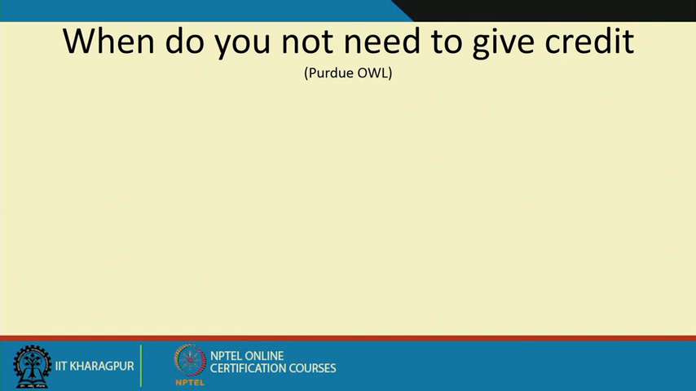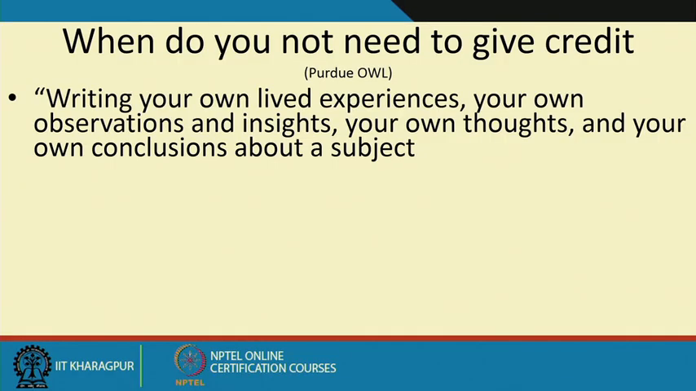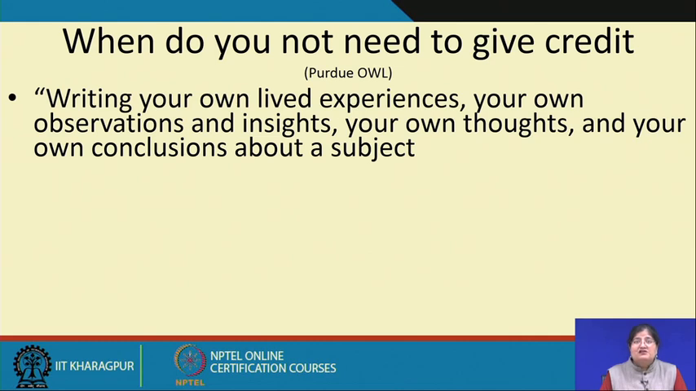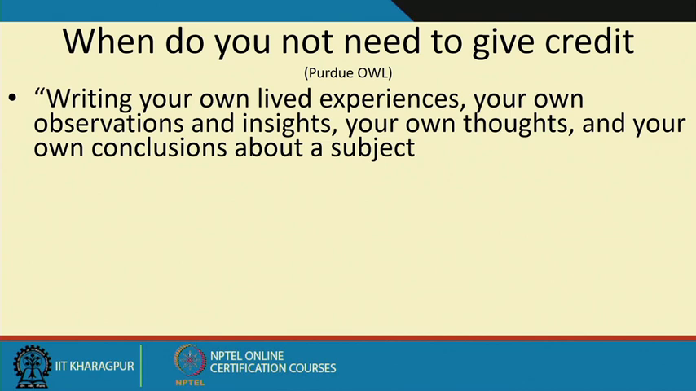Now when do you not need to give credit? When we are talking about referencing, when do you not need to give credit to somebody else's work? Writing your own lived experiences, your own observations and insights, your own thoughts and your own conclusions about a subject means that whenever you are writing about these things, you don't need to give credit. So if you've personally gone and collected first hand information, primary data, or you have developed a particular insight from whatever you have experimented with and analyzed and then come up with, then you don't need to give credit.